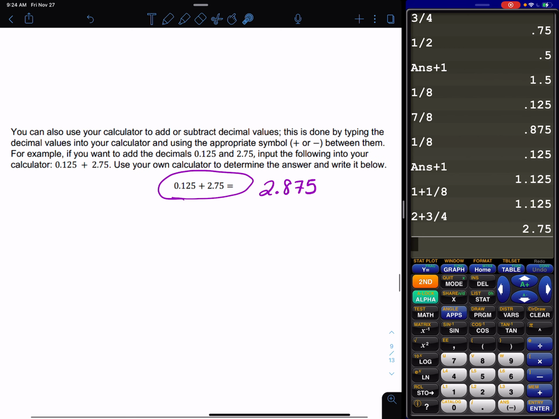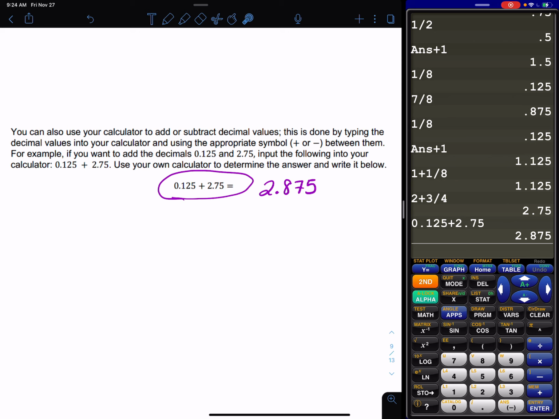So we can also use your calculator to add or subtract decimal values. This is done by typing the decimal values into your calculator and using the appropriate symbol, a plus or a minus, between them. For example, if you want to add the decimals 125 thousandths and 2 75 hundredths, you'll input the following into your calculator. So we'll do 0.125 plus 2.75. And if we do that, we get 2.875, or 2 875 thousandths.